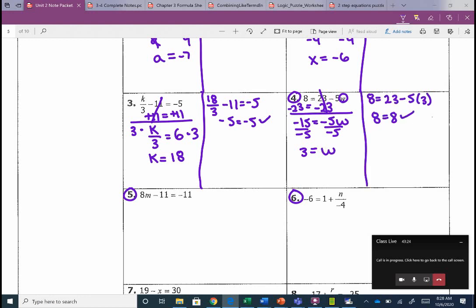So that one, number 4, I could see being a little bit tricky. See if you can finish up 5 and 6, and I'll be around if you still have questions about number 4. No problem. We can take another look.